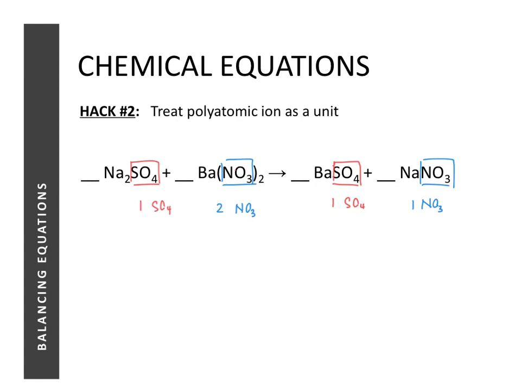So how do we balance for nitrate? Add a 2 in front of sodium nitrate. When we do that, we will end up with 2 nitrates. Once we are done with that, let us try to balance for sodium and barium. You can easily see that the sodiums are already balanced, as well as your barium. So the balanced equation looks like this.